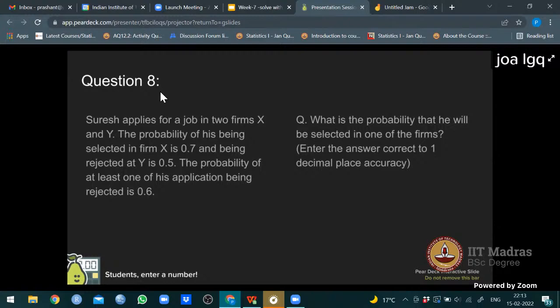Sir, one of them means union, right? Yes. At least one of them: suppose you have firm X and firm Y, then X union Y. If at least is not given, for example in this question, the probability of at least one of his applications being rejected, you have to think about this statement. Suppose I'm saying the probability of at least one of his applications being selected, then it will be X union Y.